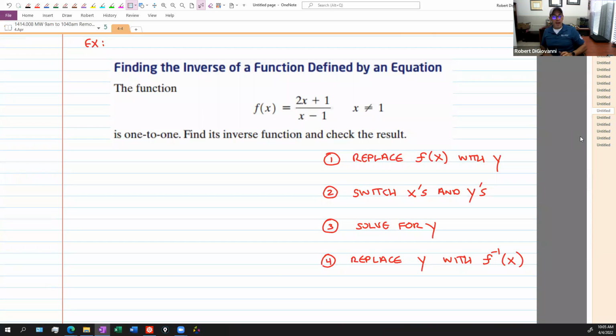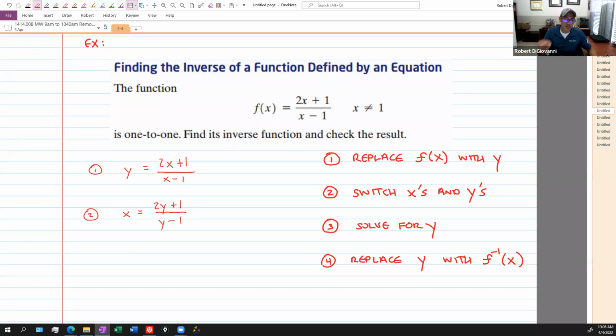All right, let's go through the steps. First step, I replace f of x with y. Okay, easy part. Second step, everywhere I see an x, I put a y. Everywhere I see a y, I put an x. The first two steps are the easy ones. The third step is the hardest. You have to solve for y.